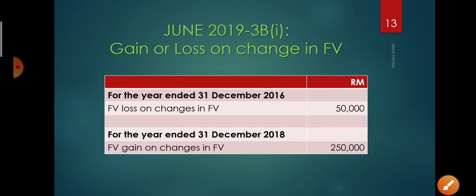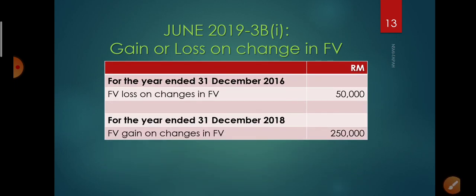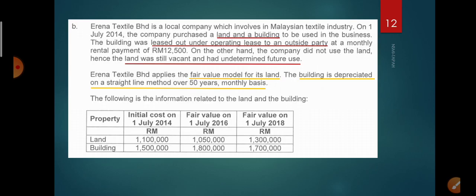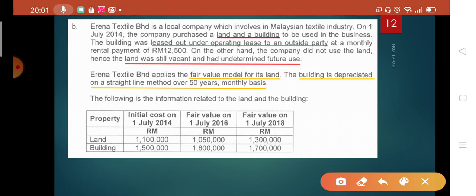Okay, next. So for 2018, there is a fair value gain on changes in the fair value of 250,000. How do you get 250,000? It is from the 1.05 million compared with the 1.3 million. So you will get 250,000.